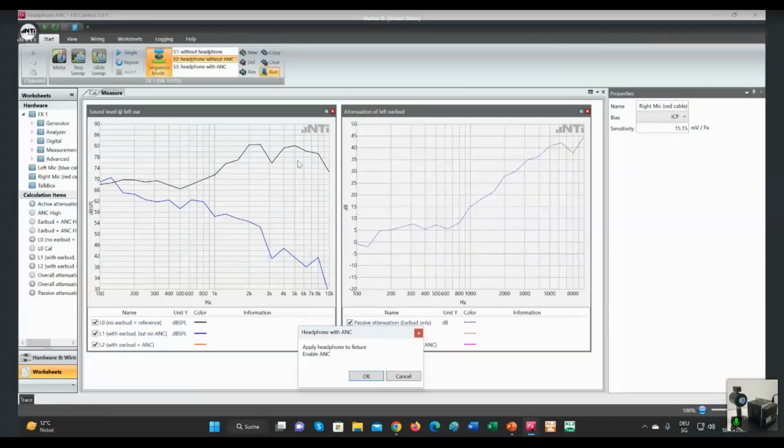The black curve is the sound pressure without an earbud. That's my reference curve, and this is with an earbud, so the difference gives me the attenuation of the earbud. Now I switch on the ANC and start the second step.